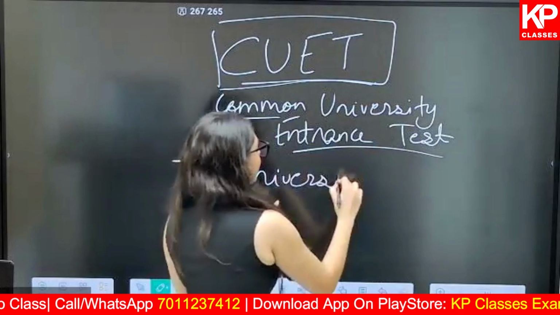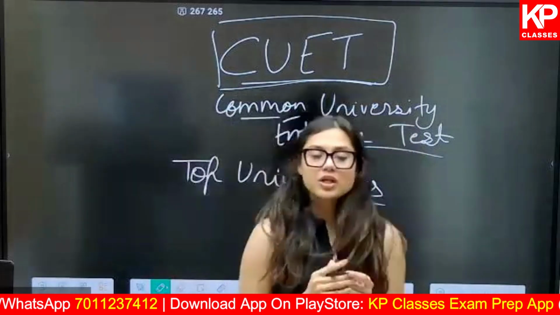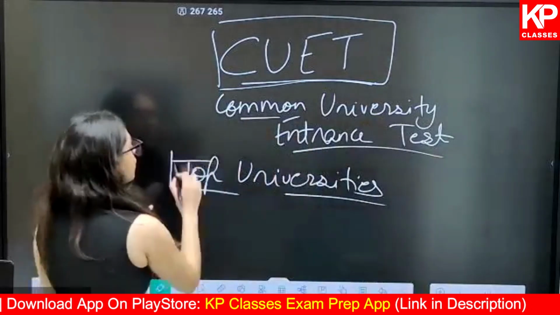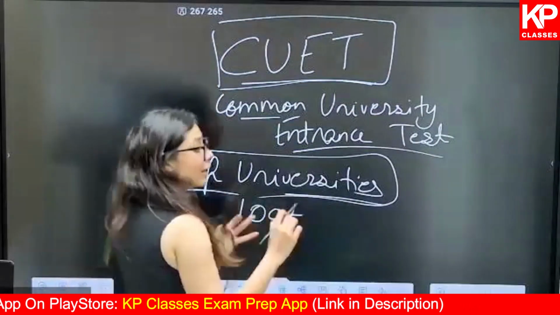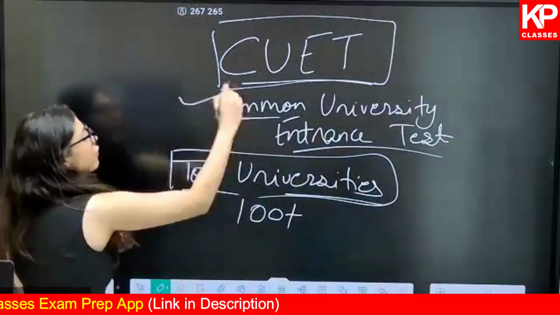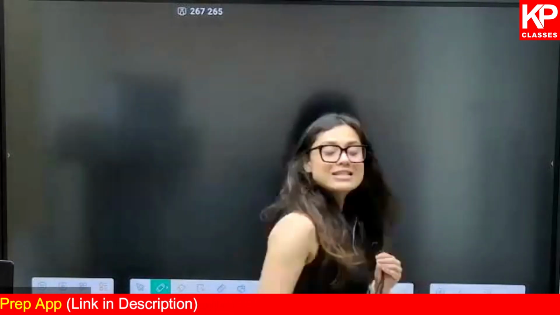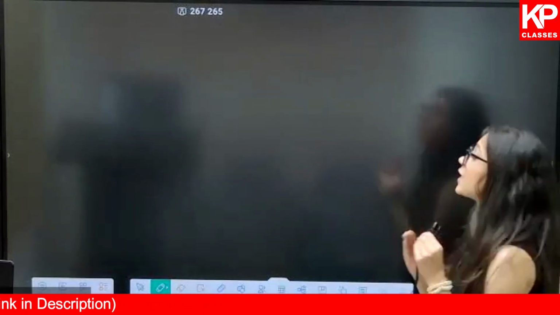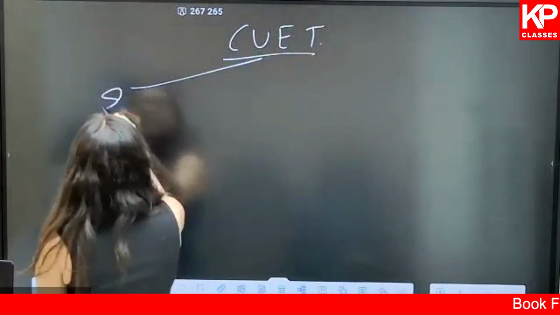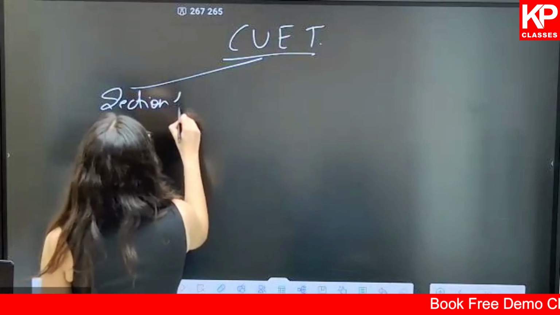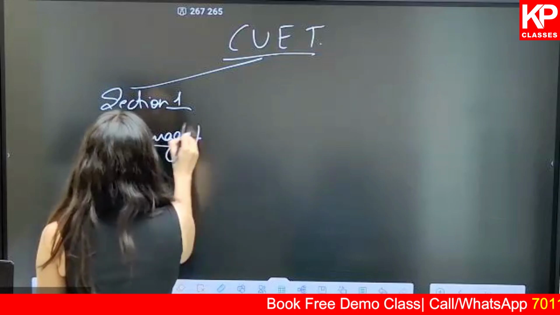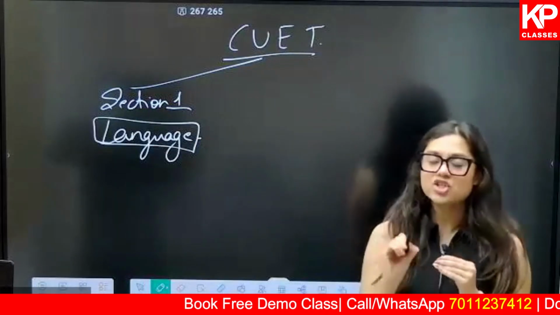So when I talk about CUET, it's not only getting admission in Delhi University. Delhi University is just a part, but in other universities, more than 100 universities, you can get admission into your dream university, your dream college. But the problem here is you have to give CUET. So this examination is basically divided into 3 sections. What are they? Section number 1 is your language, your language test.